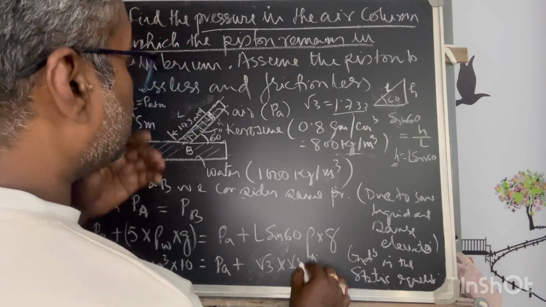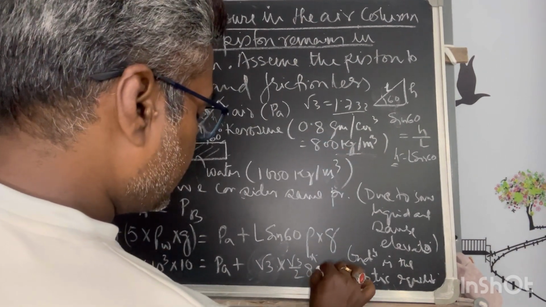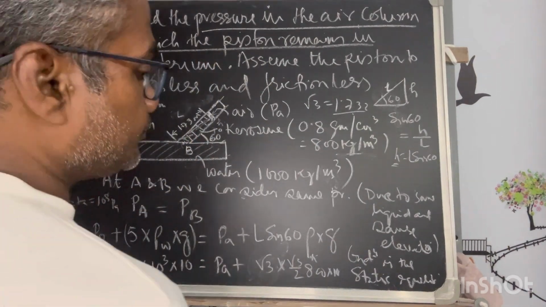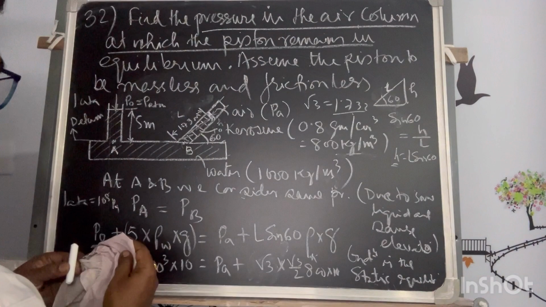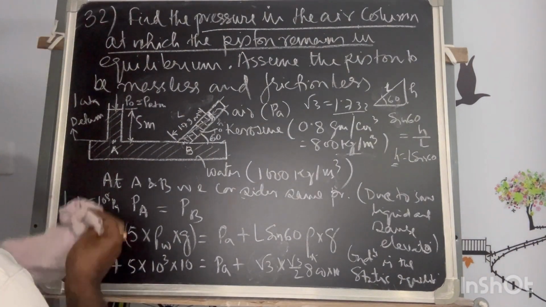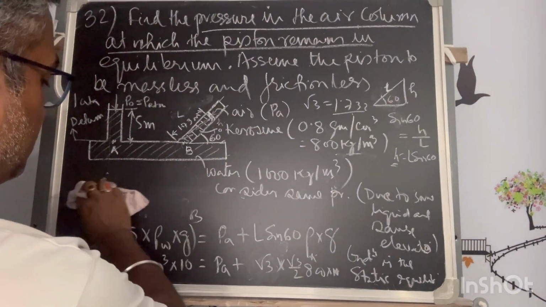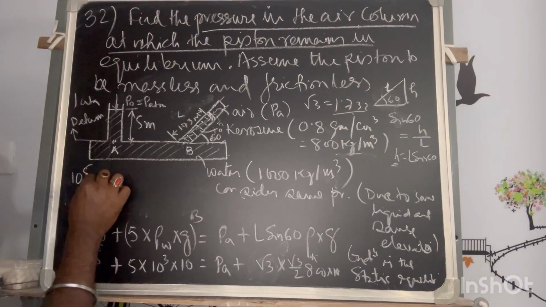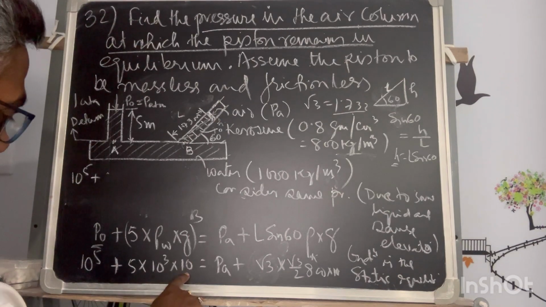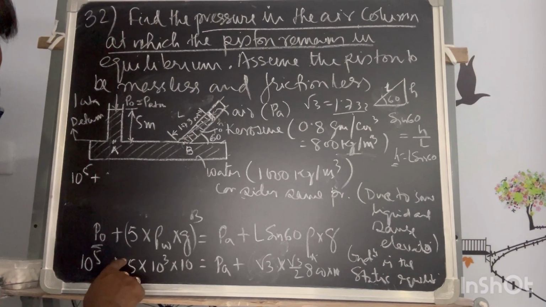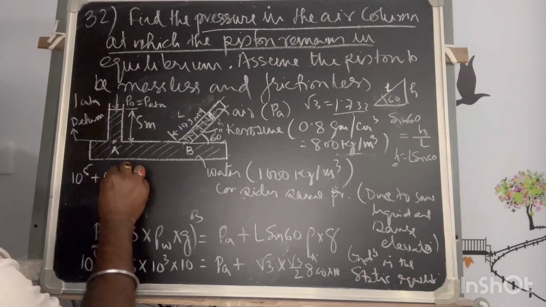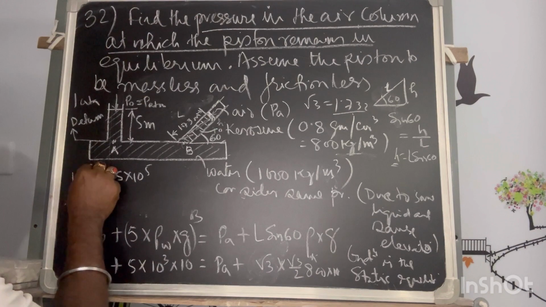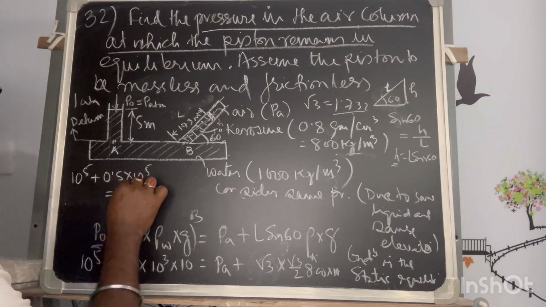Rho of kerosene is 800, so I will put 800 into G is 10. Removing all other things from here, what we will get? I will get 10 to the power 5 here, plus if I want to convert it to 10 to the 5, then I have to take point here. So this is 0.5 into 10 to the power 5. I just want to bring 10 to the power 5 everywhere, so that the calculation will be easy.